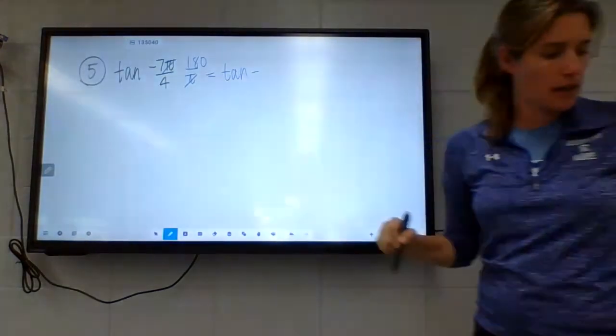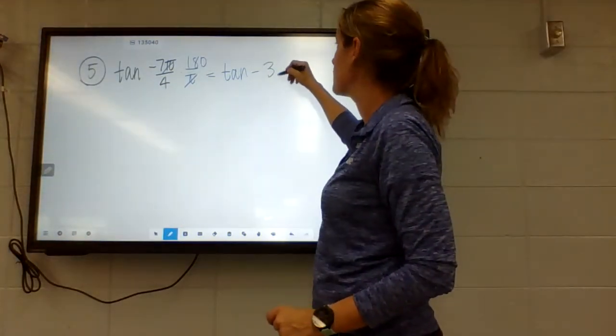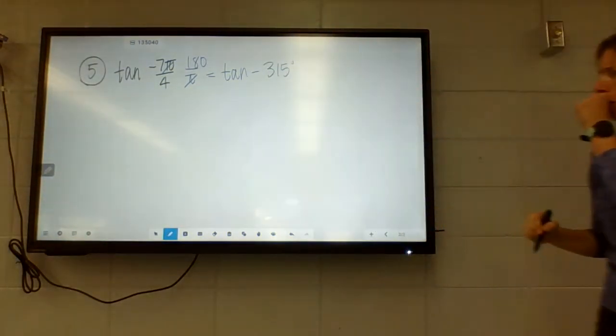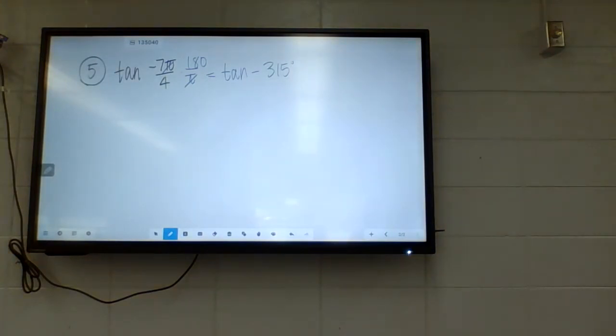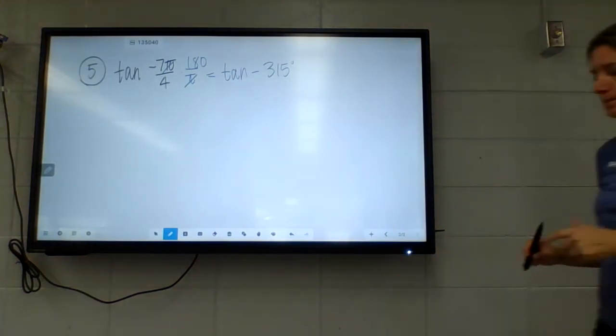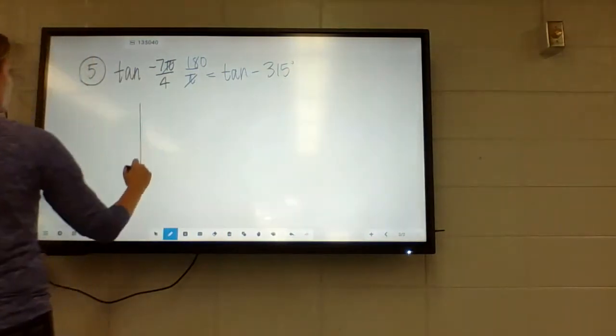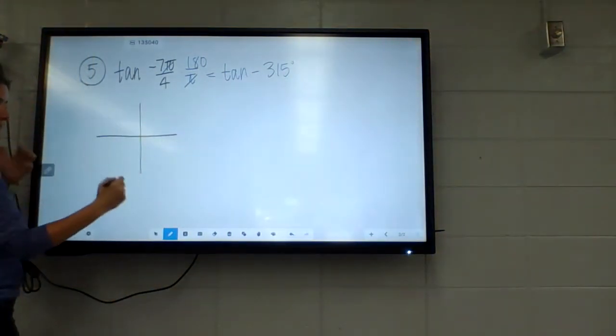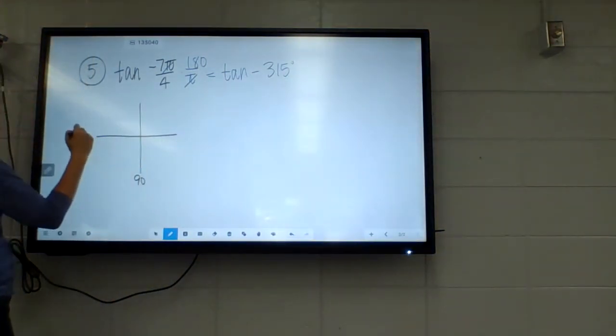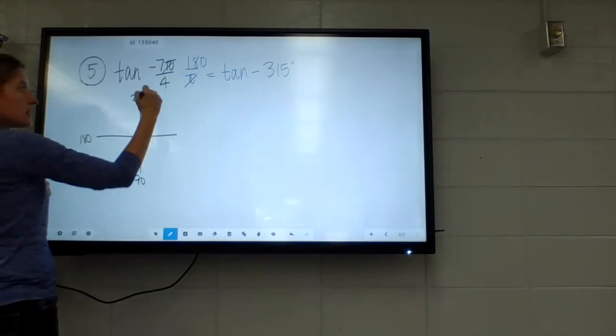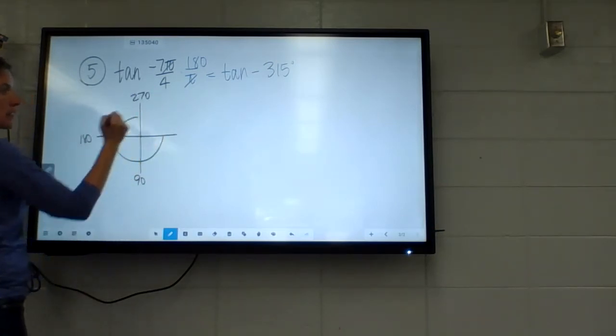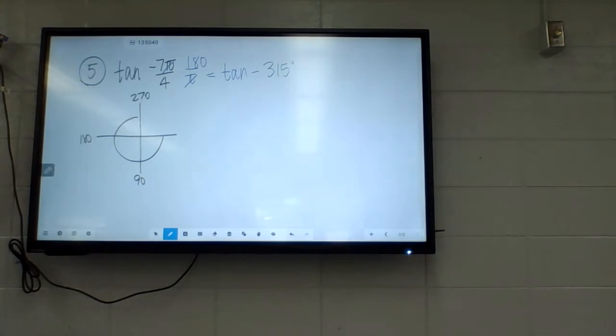So this is a negative 315, I believe. So, negative angle. We're going to go around the other way. So we're going this way. So we're going 90, 180, 270. So we have to go counterclockwise. Now at 270, we have to go past 270, but not quite to 360.